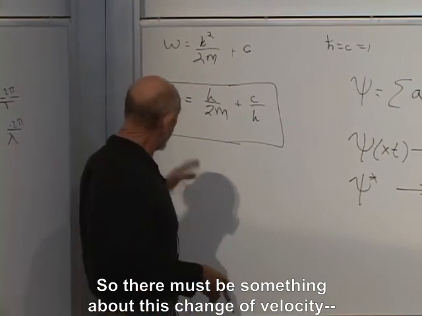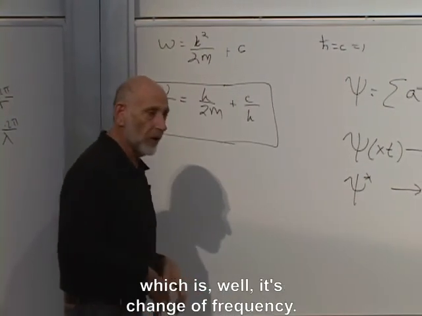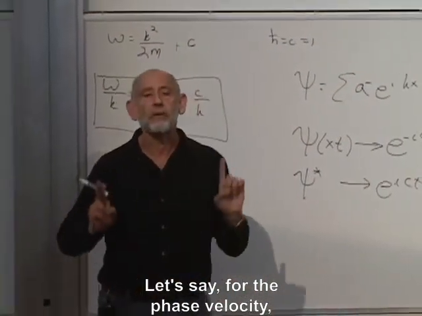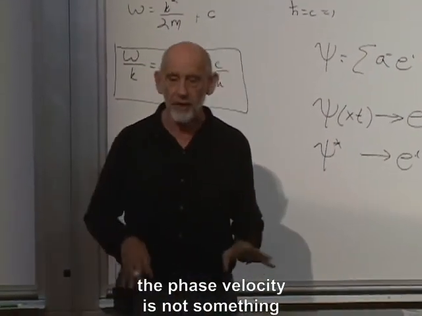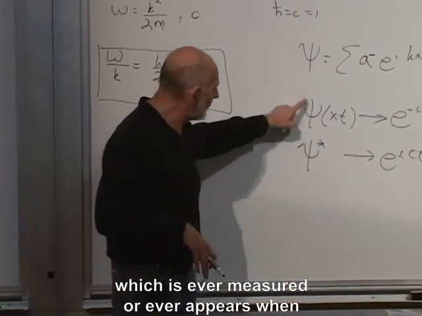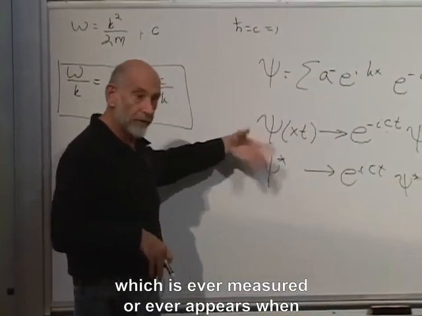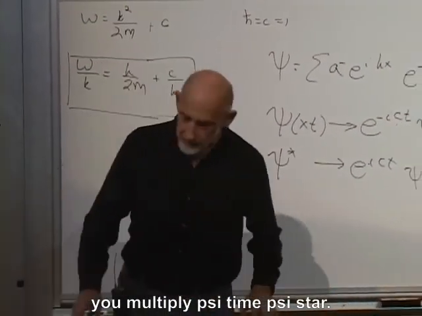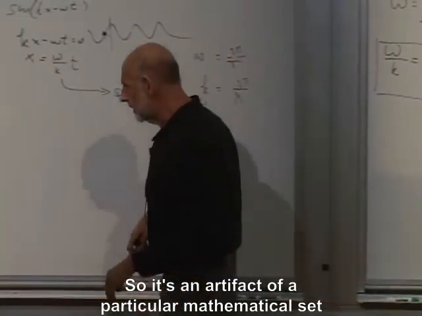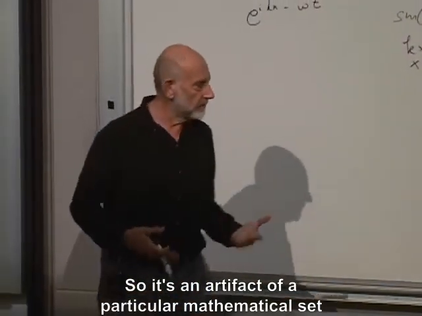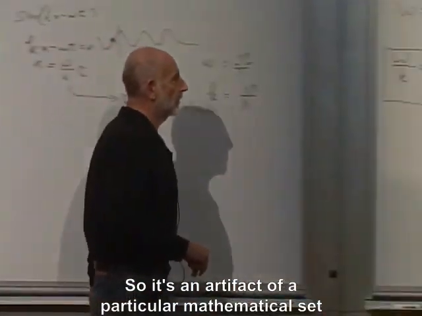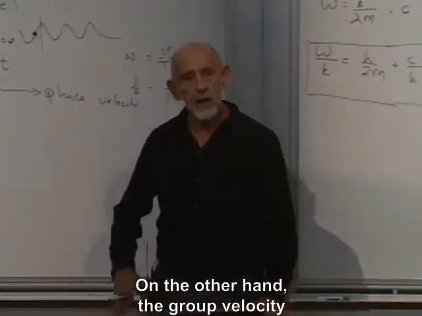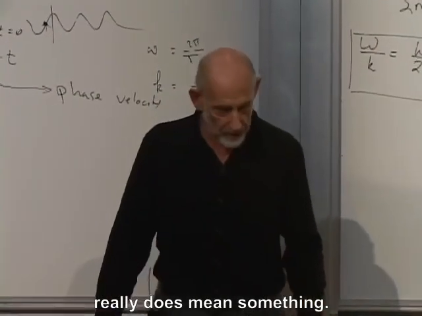So there must be something about this change of velocity, or this change of frequency, which is not so much, let's say, for the phase velocity. The phase velocity is not something which ever appears when you multiply psi times psi star. So it's an artifact of a particular mathematical set of conventions. On the other hand, the group velocity really does mean something.